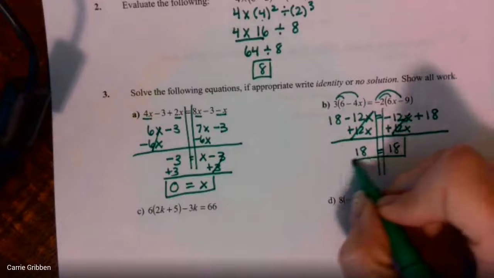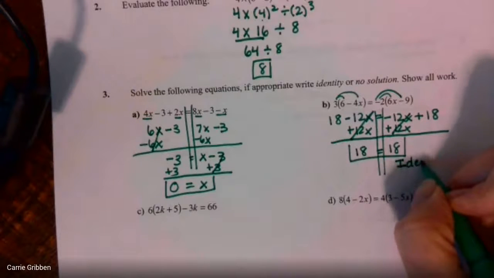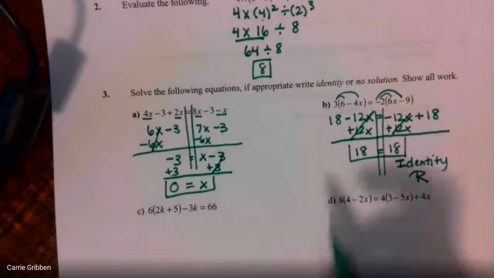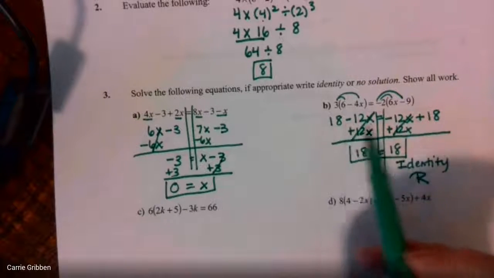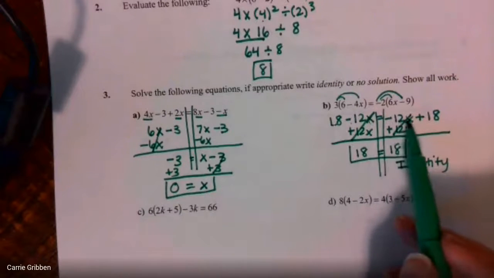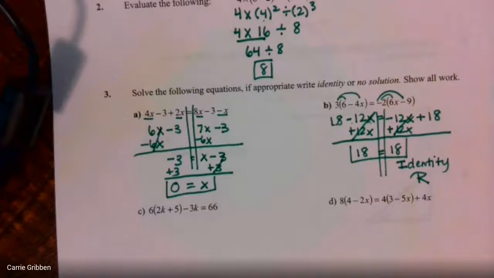But what is going to happen is, notice you get the same thing on each side. So when that happens, remember we used to say that's the identity. And another way to say it is it's all real numbers, because it's exactly identical on both sides. I actually could have noticed that right here, because 18 minus 12x is the same as negative 12x plus 18. But either way, I can keep going until I get the same thing on each side.